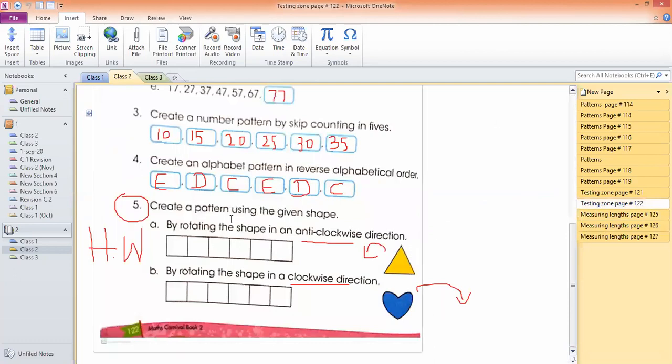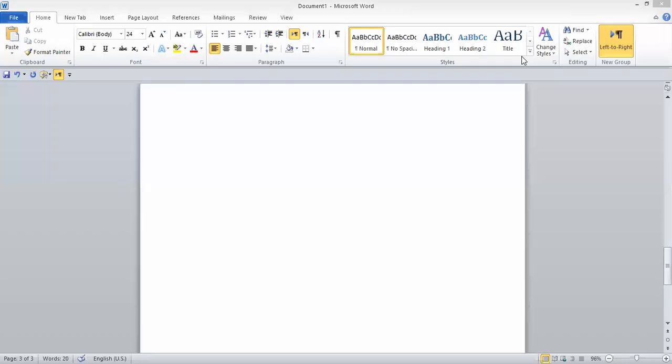So first, for question number 5, I'm going to share a new screen with you. Can you see the new screen, guys? Yes, yes, yes. Very good, very good.